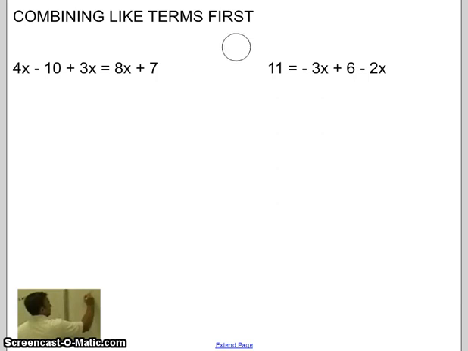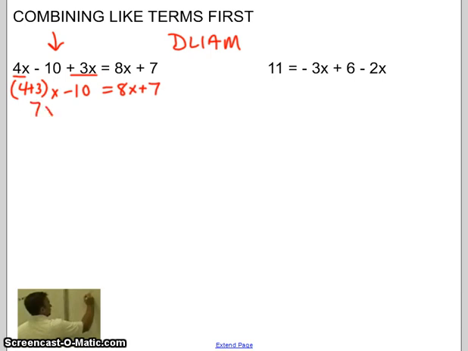Okay. Here's an example, or two examples, where we will combine like terms first. Let me rewrite that. That's messy. Okay, so I'm going to look on the left side of the equation, and I have x's here. I have 4x and 3x. Okay, so 4 plus 3, x minus 10 equals 8x plus 7. So 7x minus 10, I just brought down this 10, equals 8x plus 7.